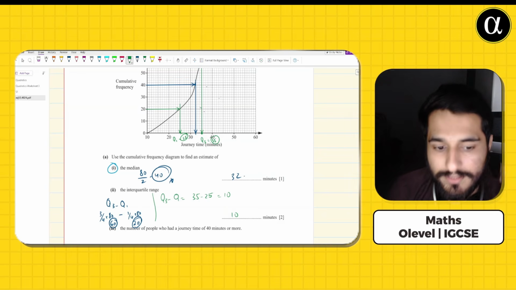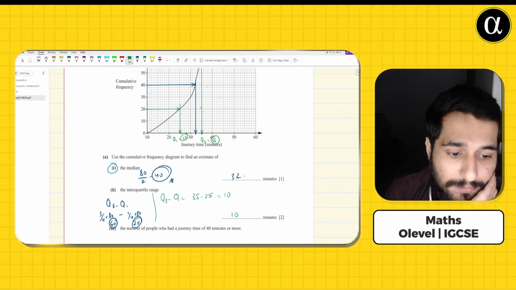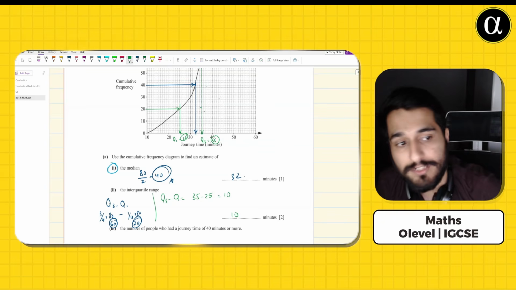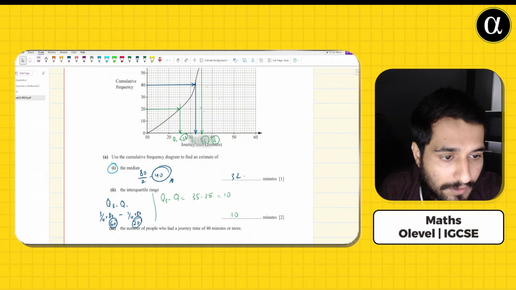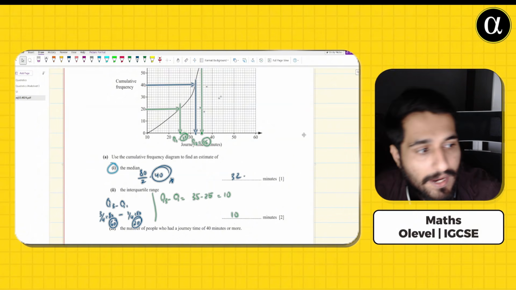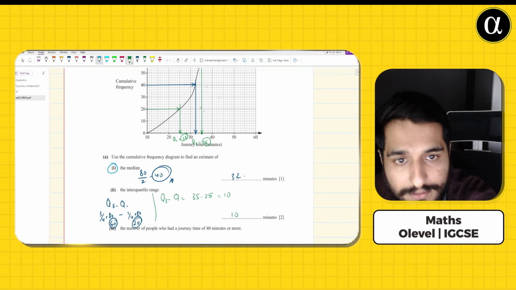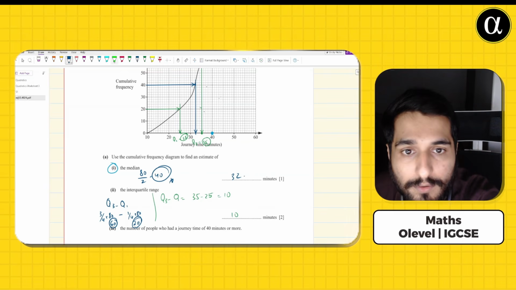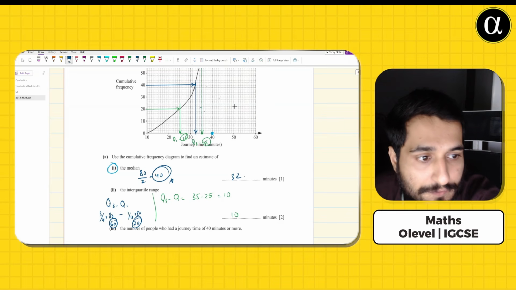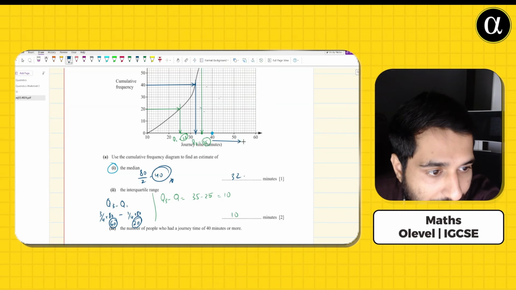This is supposed to be your answer. Now the third part says the number of people who had a journey of 40 minutes or more. Now where is the time 40? Let's have a look. If we have a look at this question, this is where I have a value of 40 right here. This is my 40. Now the examiner says you're supposed to tell the number of people that are basically 40 or more, which means the data set that is represented on this side, 40 or more.